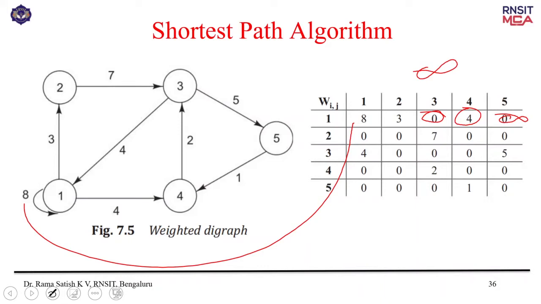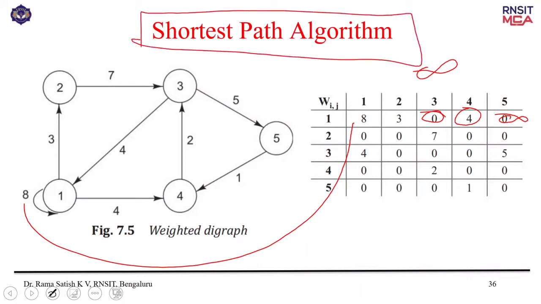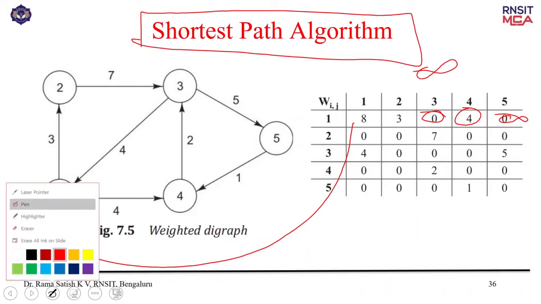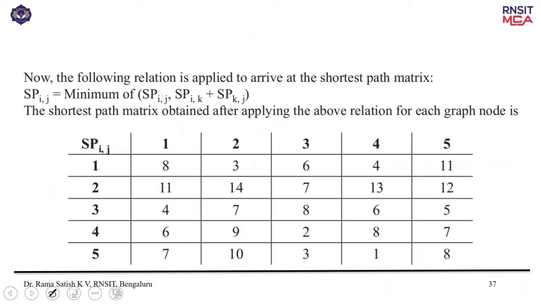So finding the shortest distance between all these nodes is the challenge. Once you apply this algorithm and solve the problem, finally you come to this position. You observe here, from 1 to 1 it is 8, 2 to 2 it's 14, 3 to 3, 8. So you observe here 8 is the shortest distance.